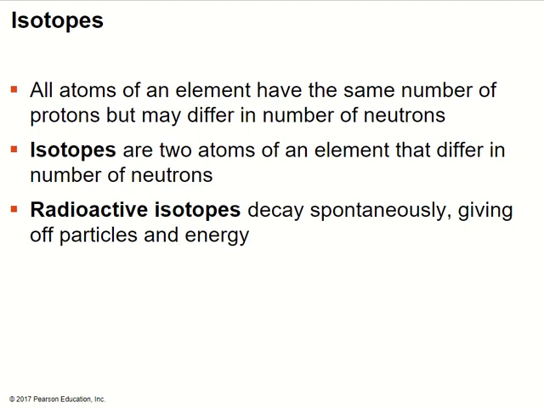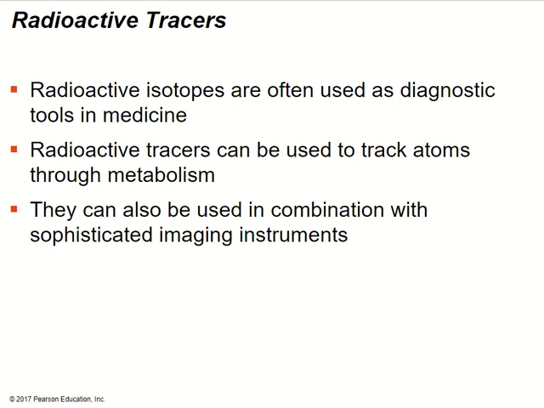Isotopes are a series of the same element that have different numbers of neutrons. Radioactive isotopes may decay very quickly, giving off particles and energy. Radioactive tracers are examples of isotopes that are often used as diagnostic tools in medicine, such as in PET scans. Radioactive tracers can be used to track atoms through metabolism.